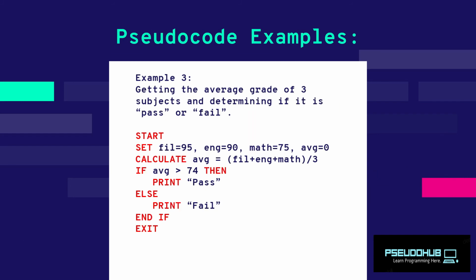Now let's have an example of using conditionals. So we have a problem: getting the average grade of 3 subjects and determining if it is pass or fail.